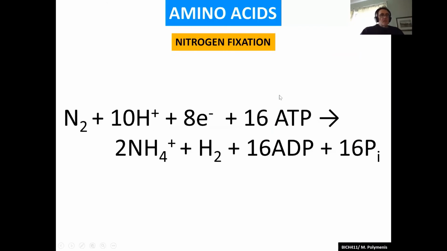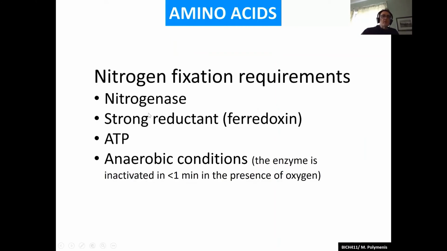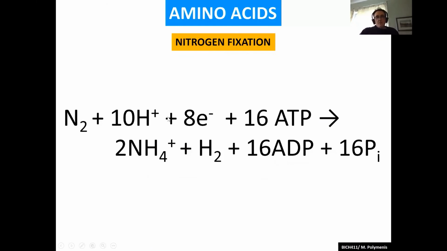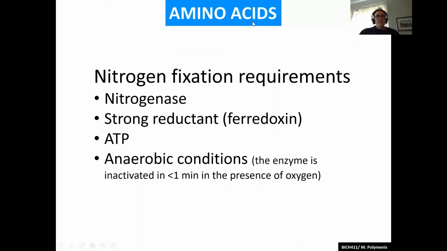It takes a lot of energy. You take something that's inert, something that's more chemically reactive, so you can imagine, and you take lots of reducing power, lots of ATP to do this. So what do you need? You need a special enzyme. You need a nitrogenase that can do it. You need a very strong reductant. Ferredoxin is one. And of course, you need ATP, right? As we saw here. So you have the enzyme, reductant here for the electrons, and the ATP. The last thing you need is the complete absence of oxygen. Okay? So this has to be done in completely anoxic, anaerobic conditions. The enzyme is dead if you give it oxygen almost instantaneously, in less than a minute.